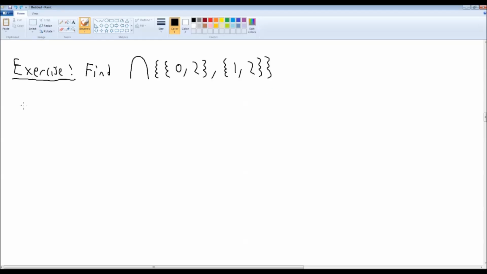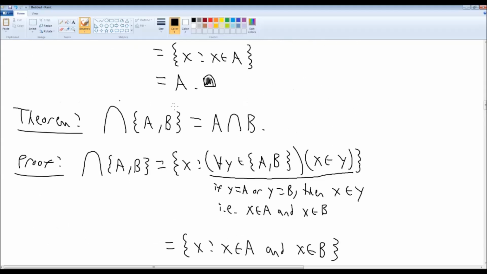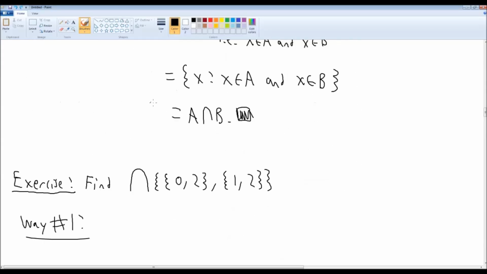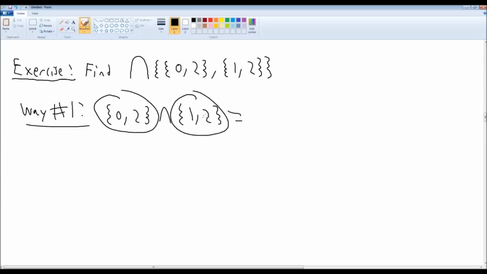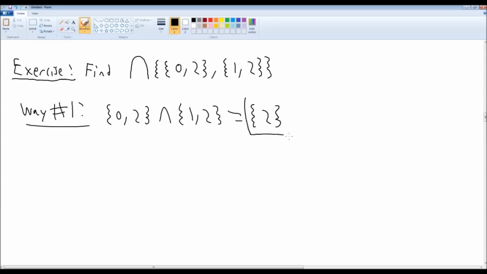Well, there's two ways we can do this problem. Way number one is that we can use this theorem that we just proved in order to rewrite this as first guy intersect second guy. Okay, and so this means that what are the elements that are in both this set and this set? Well, we look at their overlap, and the only element that's common to both is 2. So therefore, this is just the singleton containing 2.